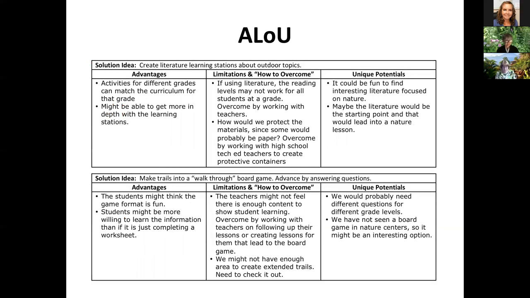So what you would do is first look at the advantages of the literature learning stations. Okay, we could have activities for different grades. We could get more in depth. What are some limitations and how would we overcome them? Reading levels might not work for all. We could overcome by working with teachers. We'd have to protect the materials, and we can overcome that by working with high school tech ed teachers to create protective containers. Unique, it could be fun to find interesting literature about nature. And then another unique potential is maybe it could lead into nature lessons for the teachers.